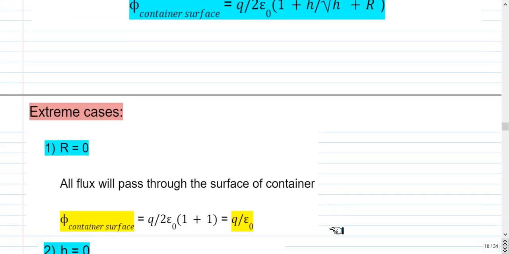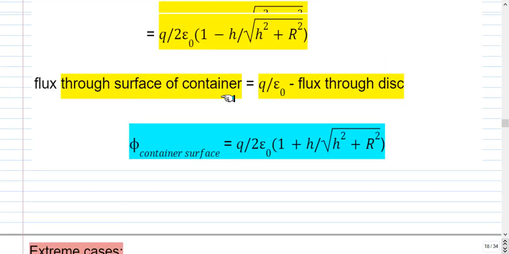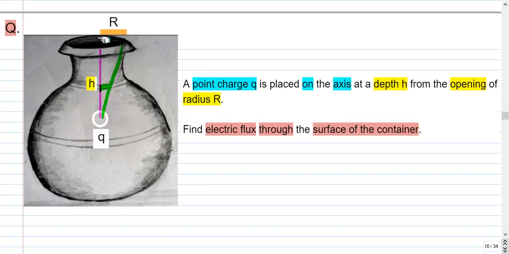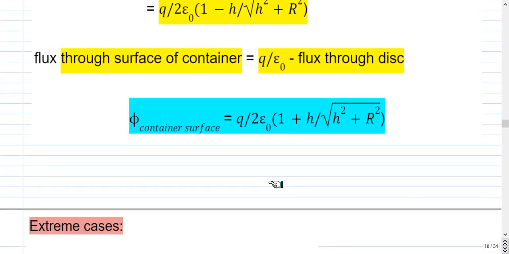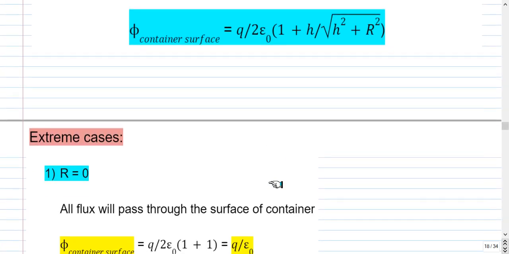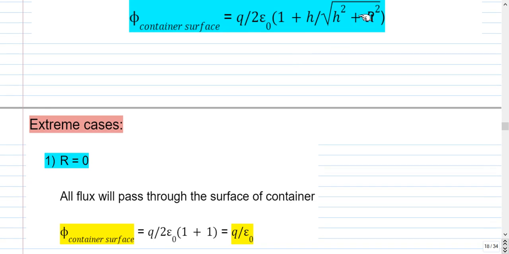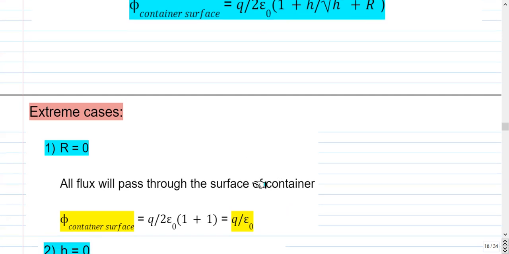So we can consider some extreme cases. First one is r is 0. That means the opening is of zero size, it is closed. So in that case, the flux through the curved surface, this container surface, should be the total flux, that is q by epsilon naught. So that we should get from the result we have got here. If you put r equal to 0, this becomes h, so this will become 1. So it will become q by epsilon naught.